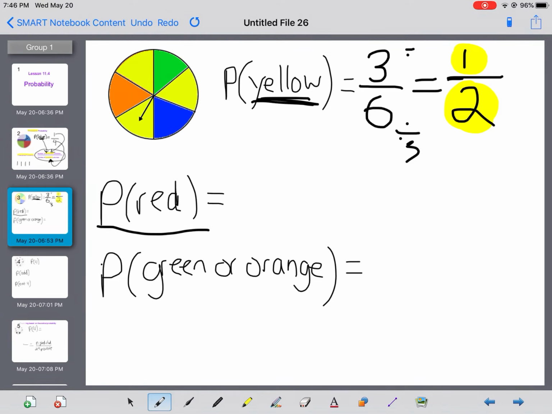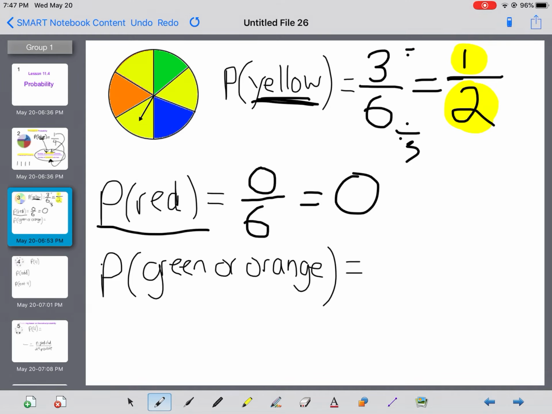Now let's take a look at this next one. What's the probability that I will land on red? Well, you're probably thinking, if you made a mistake, there is no red. So that's correct. What I want to show you is there are no favorable outcomes out of 6 possible outcomes. So the probability that I land on red is simply 0. It's not a chance.